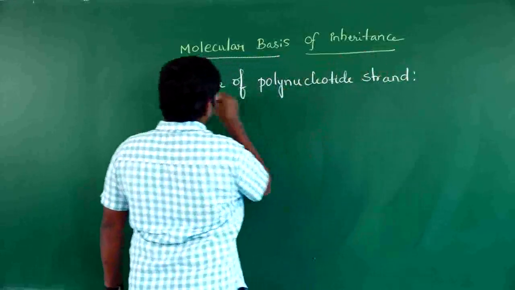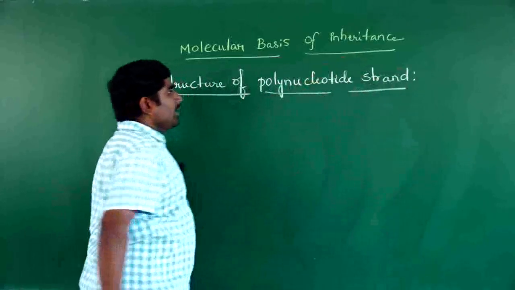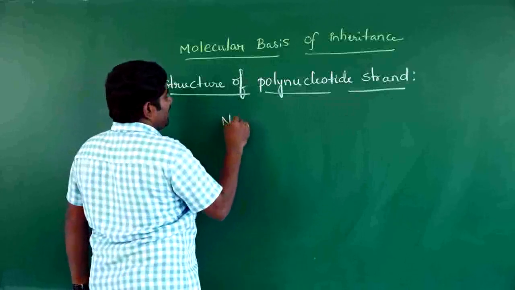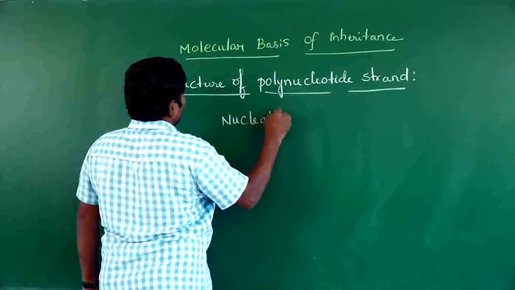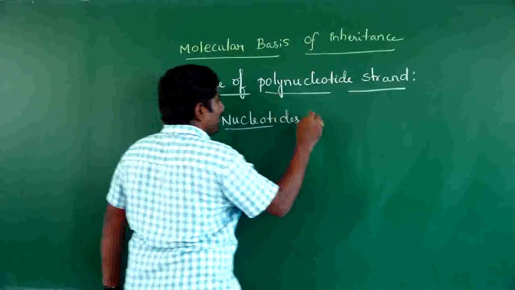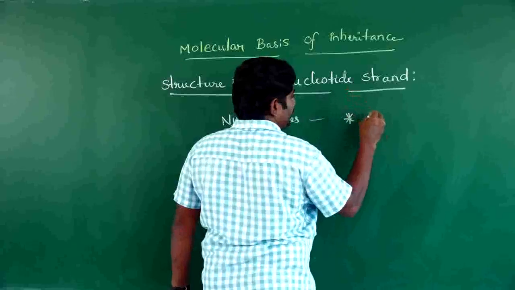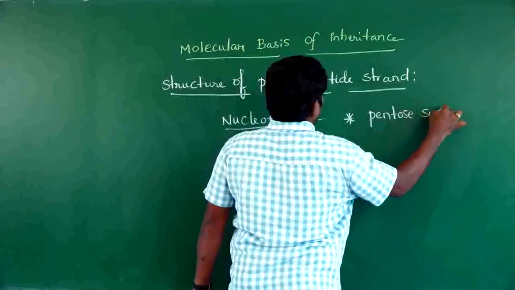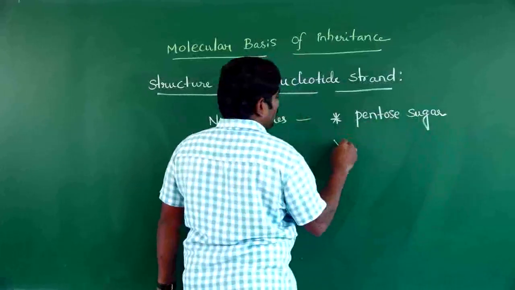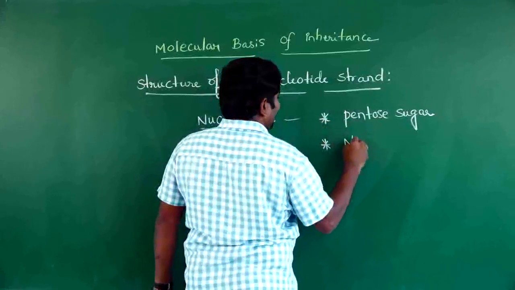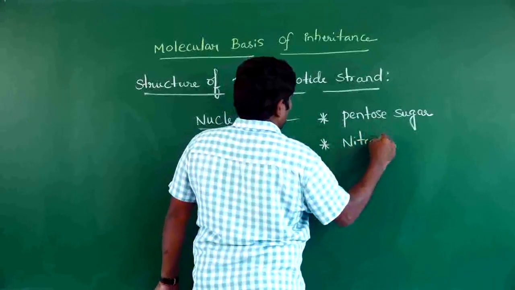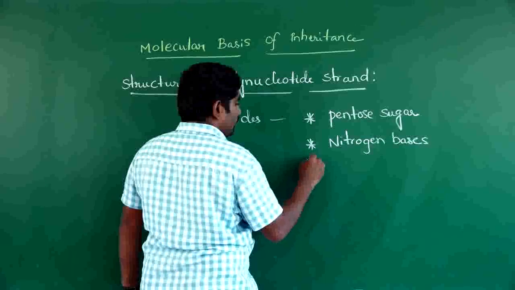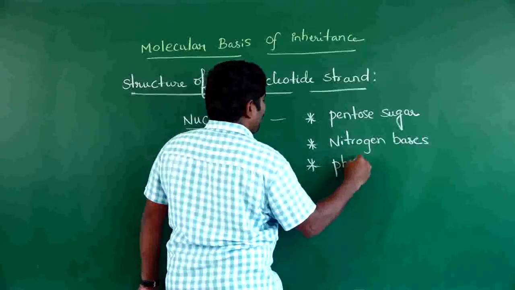Now, structure of polynucleotide strand. DNA is a polymer of nucleotides, so the monomers of DNA are nucleotides. Each nucleotide contains three things. The first one is pentose sugar, the second one is nitrogen bases, and the third one is phosphate group or phosphate moiety.